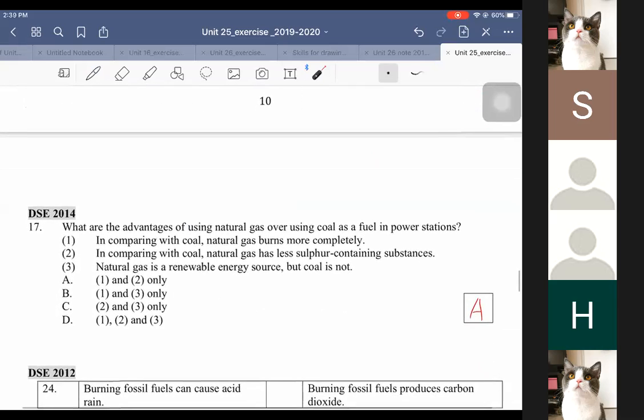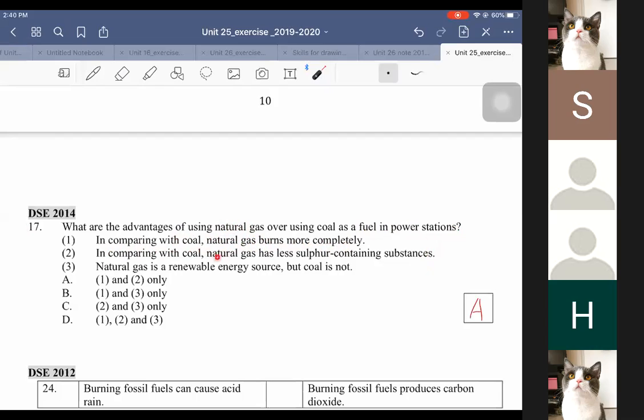Okay, and here for question 17, what are the advantages of using natural gas over using coal as a fuel in power station? We got 3 statements here. So in comparing with coal, natural gas burns more completely. Okay, so there are 2 points you need to know. Natural gas, of course, is a gas. So normally gas can burn more completely than coal, because it has a more contact surface to react more completely with the other substance.